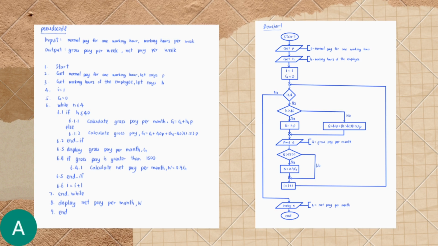Next is the final condition, which is if the gross pay is greater than 1,500. If it meets the condition, then calculate the net pay per month, which is n equals 0.9 times g, which is 90% of our gross pay. After this, we will be ending the if condition, and also ending the while loop that we started just now, and displaying net pay per month, ending the pseudocode right here. Moving on to the flowchart.